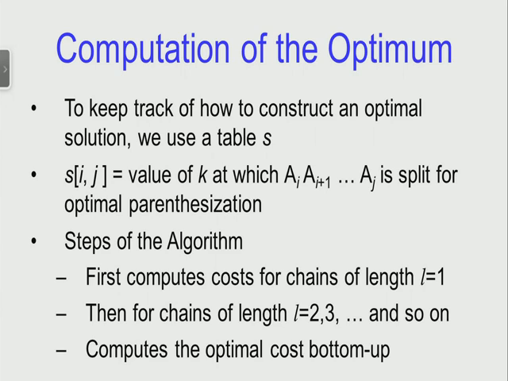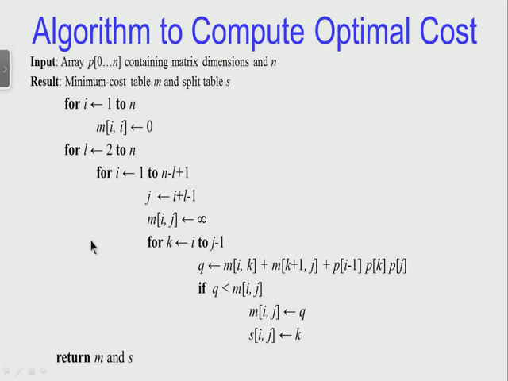The steps in this algorithm are to compute the minimum number of scalar multiplications for chains of length 1. From there, we compute the minimum number of multiplications for chains of length 2 and 3 and so on. This is the bottom up calculation method of the optimum value of m of 1 comma n. This is the algorithm description.